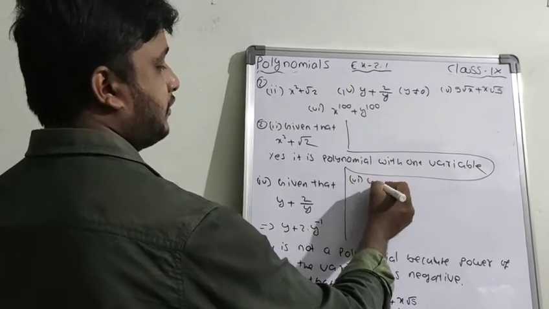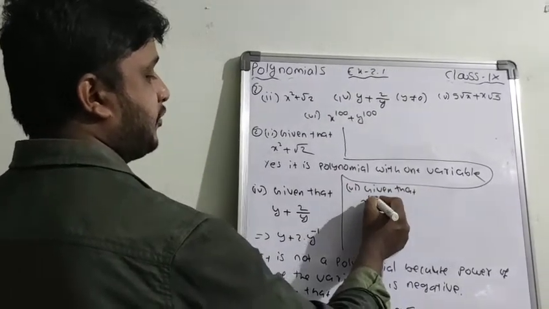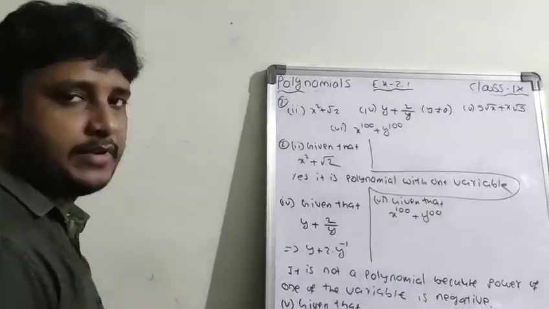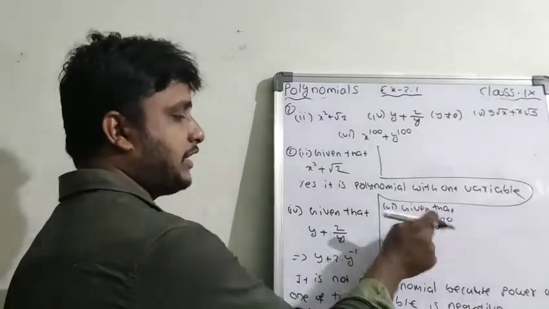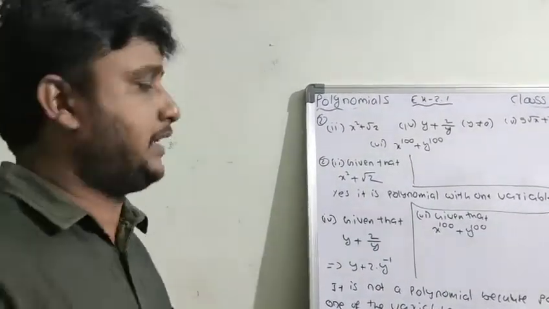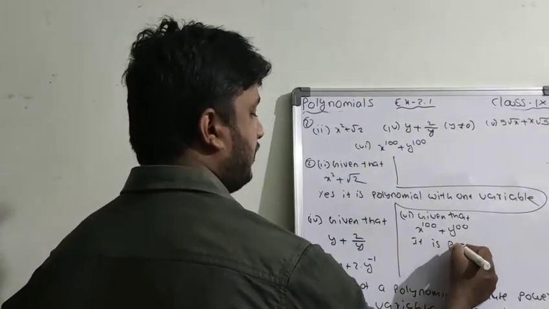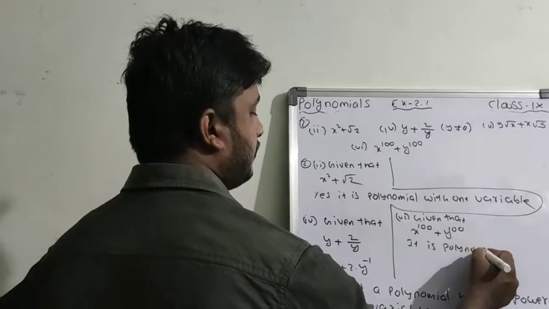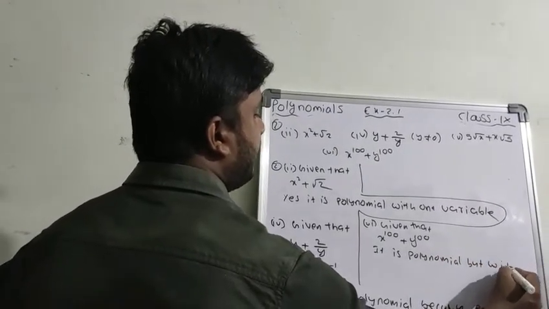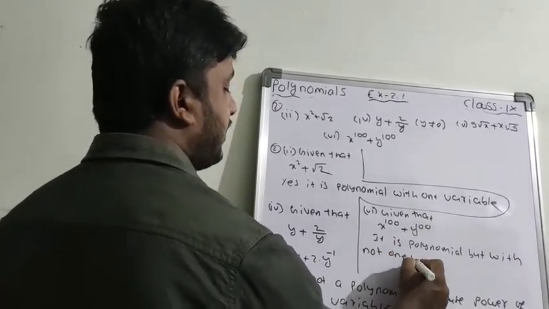So given that, x power 100 plus y power 100. First observe, this is a polynomial. Yes, it is a polynomial, x power 100 plus y power 100. But this is not a polynomial in one variable. So it is a polynomial, but not with one variable.